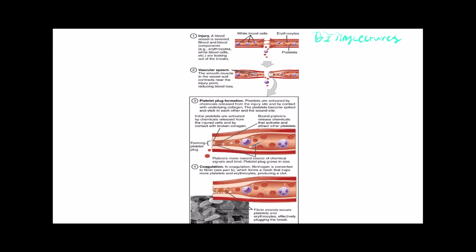So what happens when you get a cut? Well, when you get a cut, you have injured vessels. So your little vessels inside the body get torn, and they start releasing products such as erythrocytes, white blood cells, and platelets. Your body doesn't like to be injured, and so it wants to cover that injury up. But how do we do that?